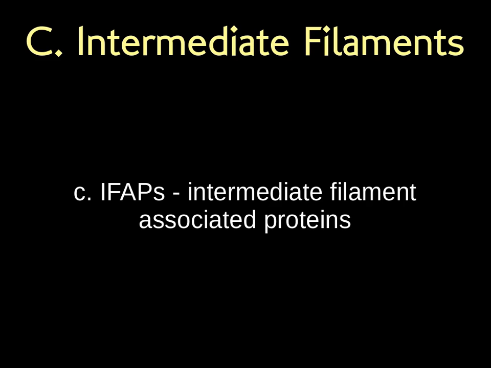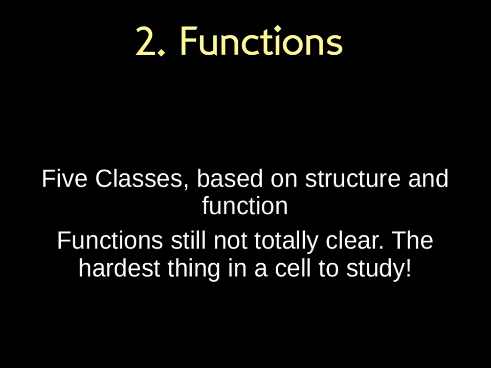I'm sure there'll be something on the test about intermediate filament associated proteins. There are 5 classes of these. They're different based on their structure and also their function. However, not all of their functions are completely clear. They tend to be one of the harder things in the cell to study. I'm not exactly sure why, actually. I've just read that in several places. I've never tried to study them myself, so I don't really know.